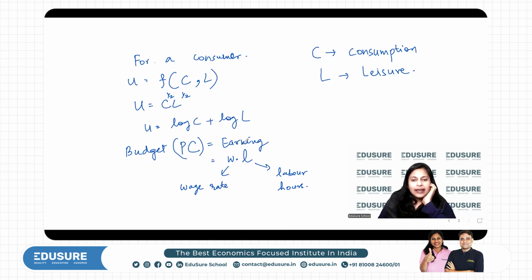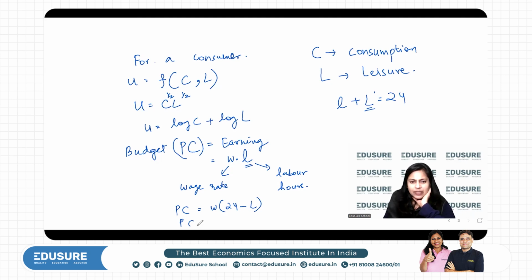Now, labor hours and leisure hours are related. How are they related? Leisure plus labor has to be equal to 24 hours. So you have 24 hours in a day. You can spend it either on leisure or on labor. Since my utility function is defined over C and L, I'm going to replace this L with this capital L. So PC is going to be equal to W into 24 minus L.